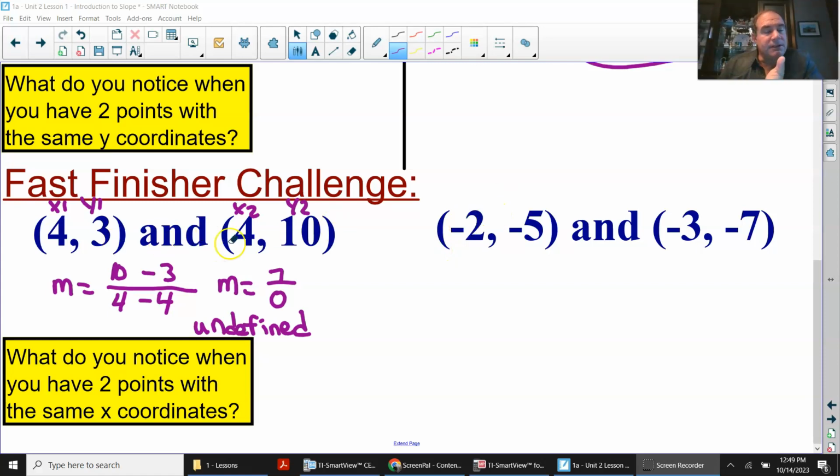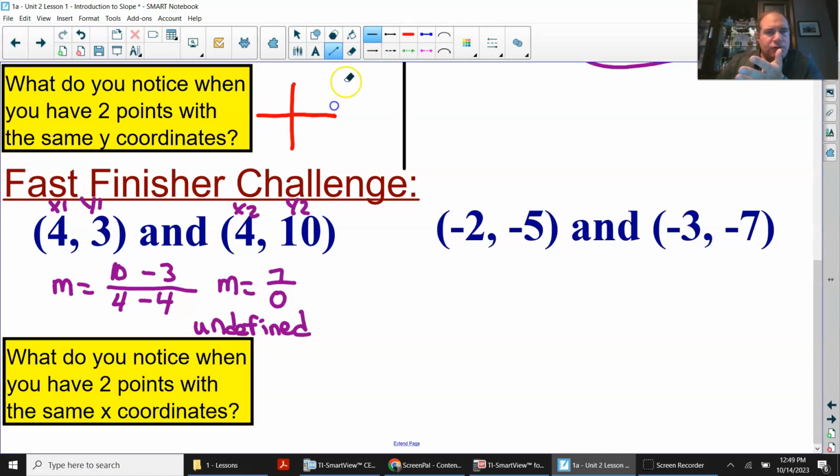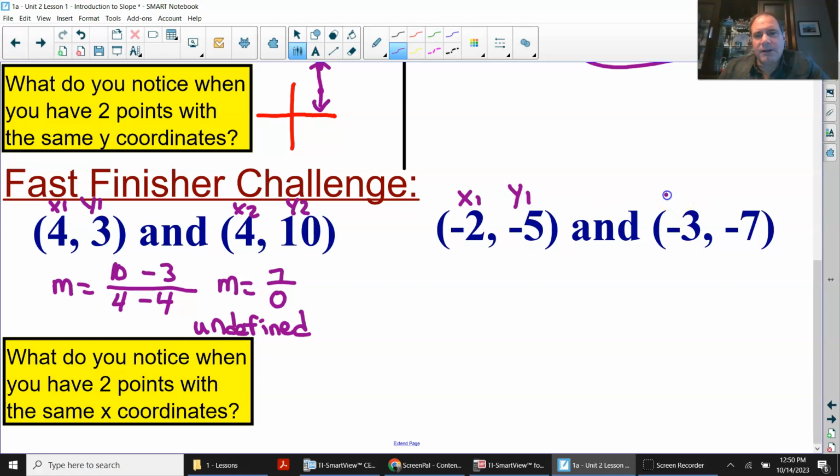And this really is a vertical line. So if you just quickly draw a little grid here and just do 4, 3 would be something like right here, and then 4, 10 would be right here. That is a vertical line. All right, look at it. It's just like a little sketch, shows you that it's vertical, and that's an undefined slope. So here's your x1, here's your y1, here's your x2, this is your y2.